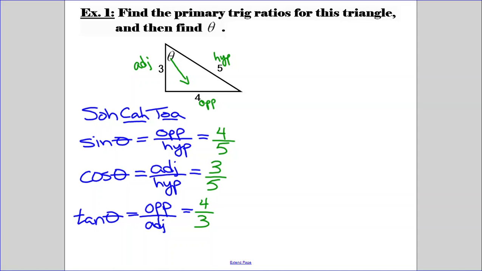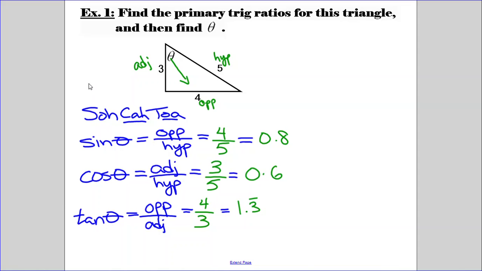Now, normally when we get them, we have to write them out in decimals. So let's divide those numbers through and see what they are in decimals. 4 divided by 5, that's 0.8. 3 divided by 5, we have 0.6. And 4 over 3 is 1.3 repeating.